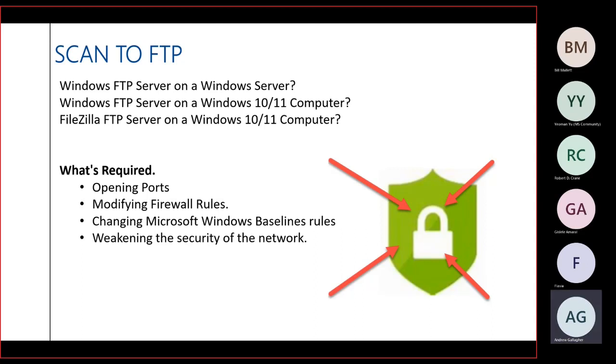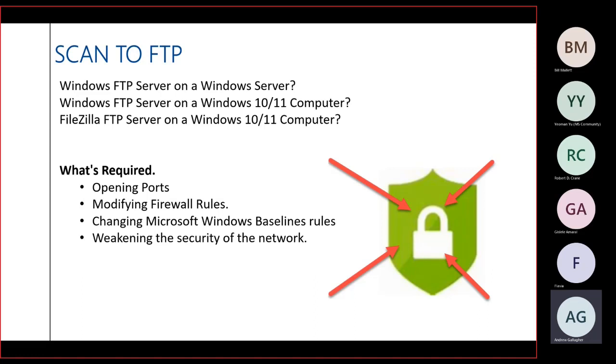So then do I open and install an FTP server on the Windows 10 or Windows 11 client, or do I go off and get a third-party app such as FileZilla FTP, which a lot of people mentioned on the web? But once again, I then had to try and put holes in my security by opening up ports, modifying firewalls, and changing my Windows baselines to allow for these documents to be scanned in through the FTP.